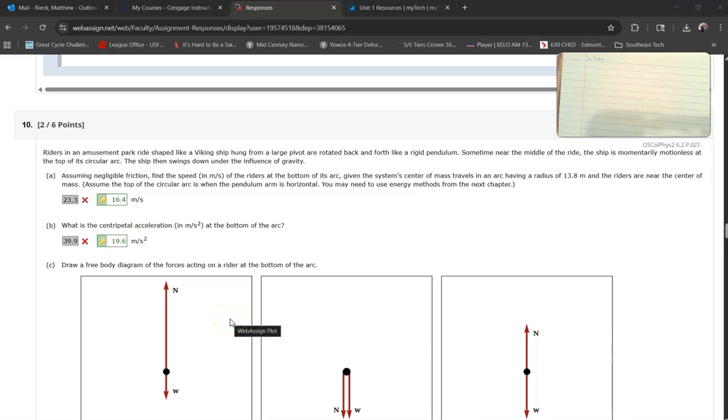Everybody, welcome back. So in this video, I'm just going to go through question 10 on the homework assignment. In this one, we're dealing with an amusement park ride. You have riders on an amusement park ride, shaped like a Viking ship, hung from a large pivot, rotated back and forth like a rigid pendulum.